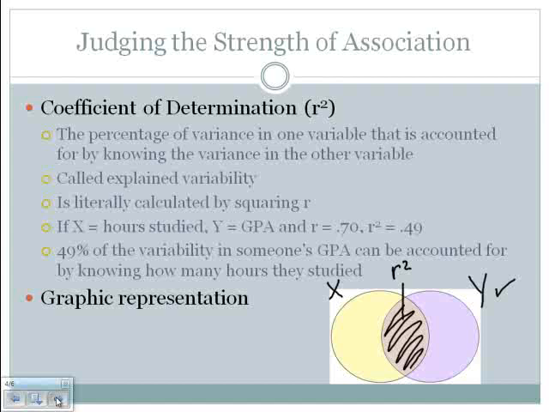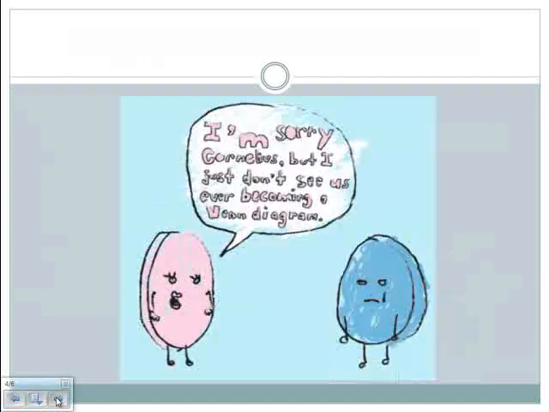And then I think I have a haha here. I'm sorry, Cornelius, but I just don't see us ever becoming a Venn diagram. And notice he's got a tear coming out of his eye.